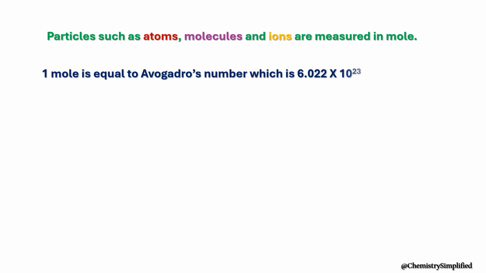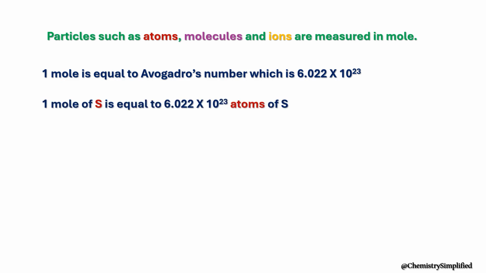For example, 1 mole is equal to Avogadro's number, which is 6.022 times 10 to the 23rd. So a mole is like a dozen. You can say a dozen people, a dozen cats, a dozen chairs, whatever you want. So that's how you should look at the mole concept.